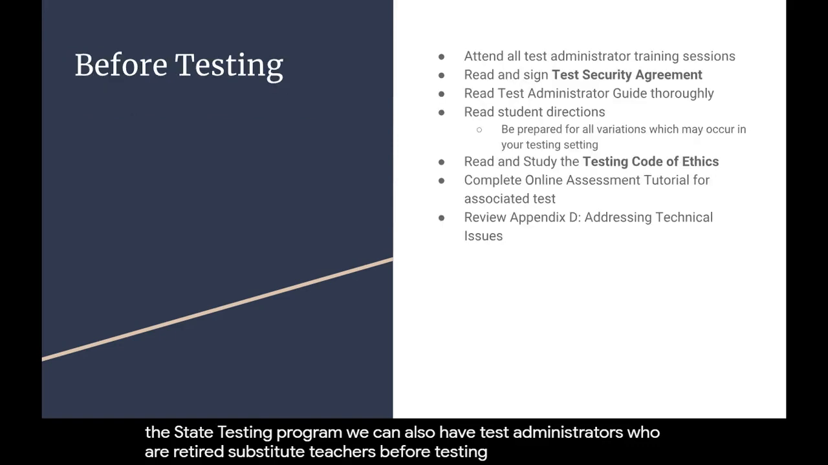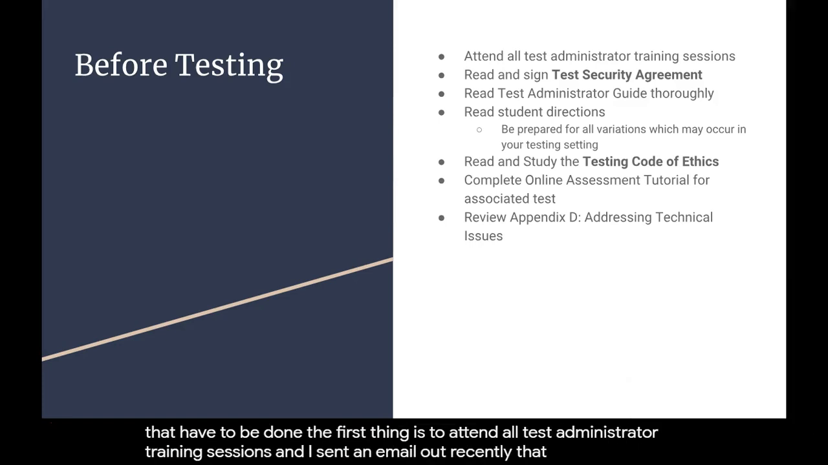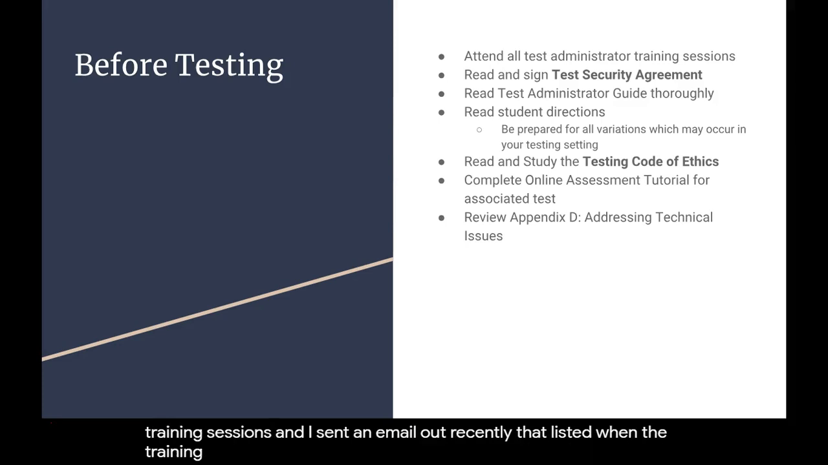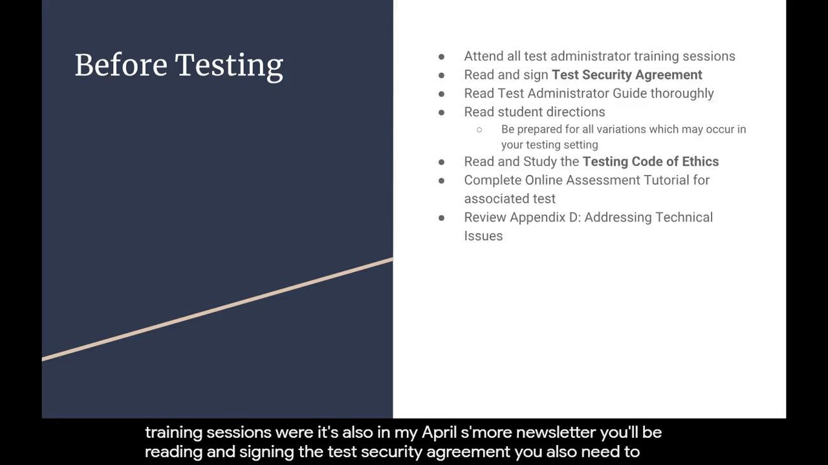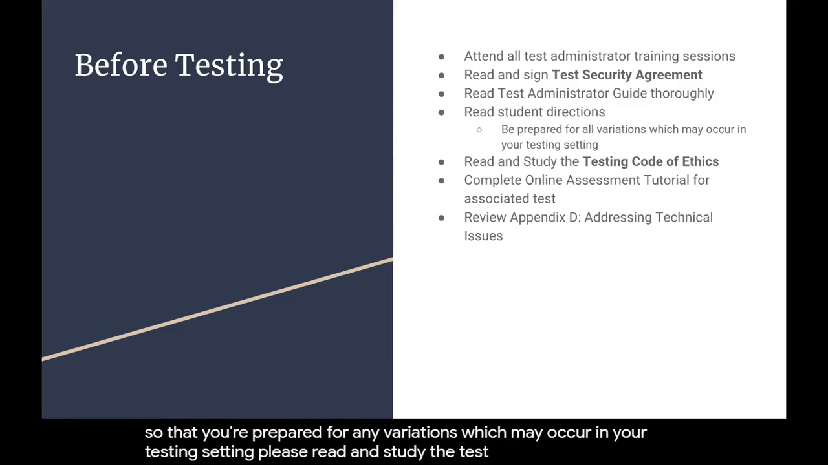Before testing, there's a lot of things that have to be done. The first thing is to attend all test administrator training sessions, and I sent an email out recently that listed when the training sessions were. It's also in my April SMORE newsletter. You'll be reading and signing the test security agreement. You also need to read your administrator guide thoroughly and read the student directions so that you're prepared for any variations which may occur in your testing setting. Please read and study the testing code of ethics.